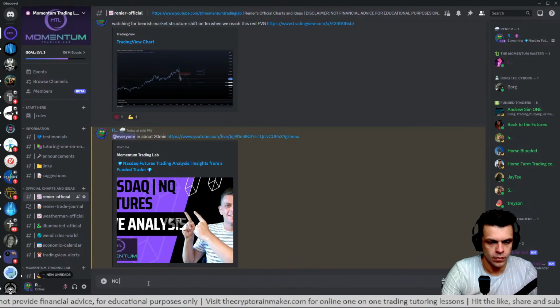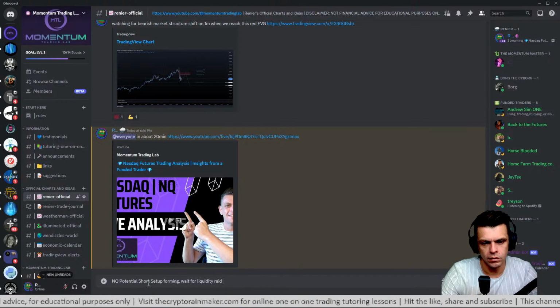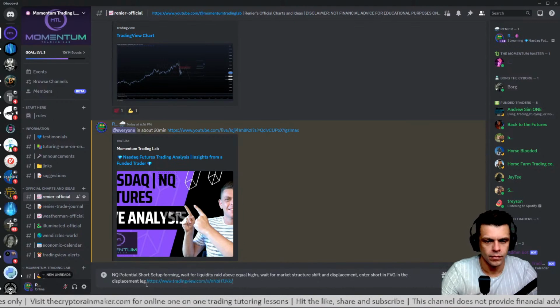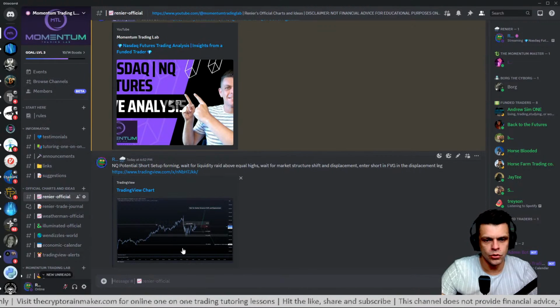Okay, so Nasdaq potential short setup forming. Wait for liquidity raid above the equal highs. Wait for market structure shift and displacement. Enter short in fair value gap in the displacement leg. Okay, so if you want that chart, you can go grab it in there.